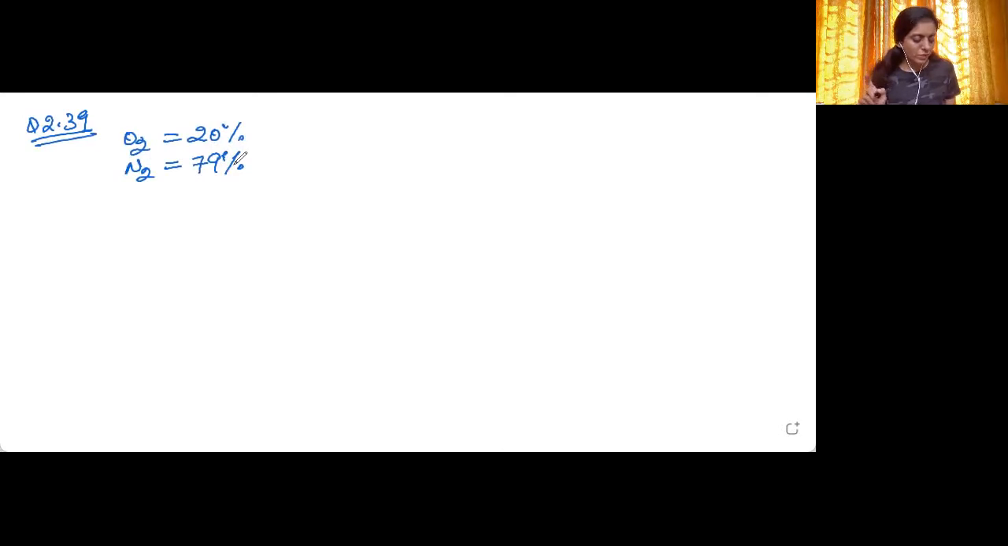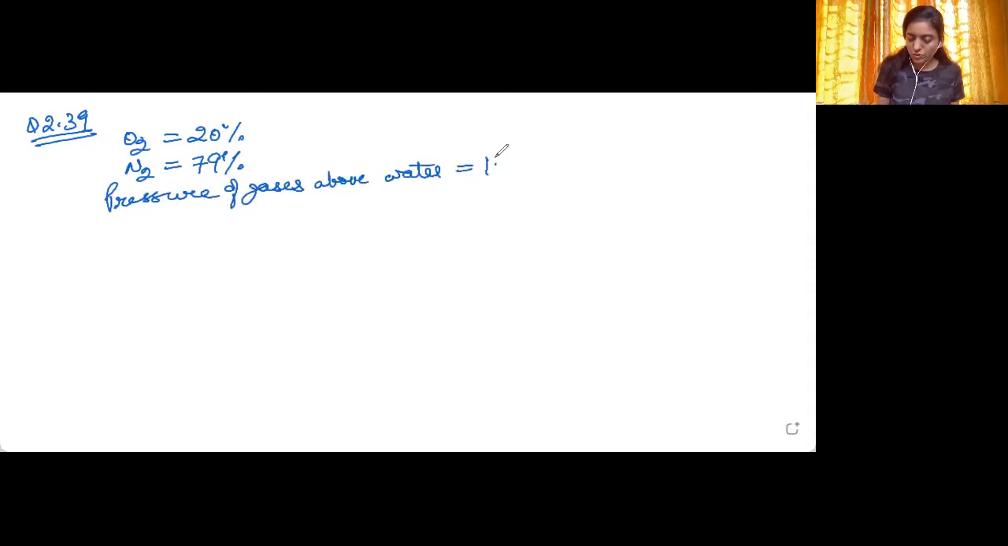Water is in equilibrium with air at a pressure of 10 atmosphere. So this means that the pressure of air above the level of water is 10 atmosphere. Pressure of gases above water is equal to 10 atmosphere. So this is the total vapor pressure, because it is because of all the gases.